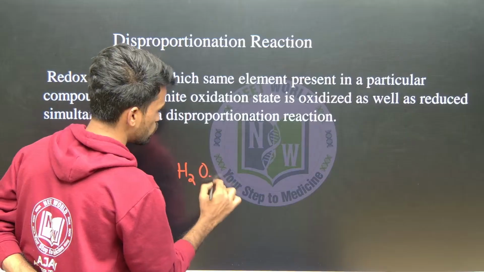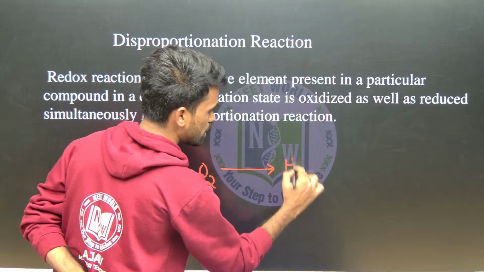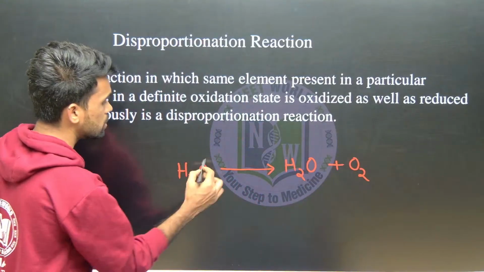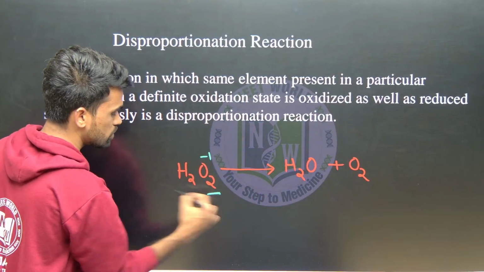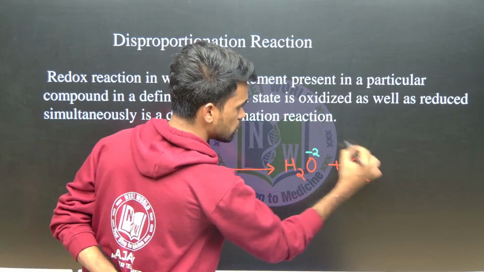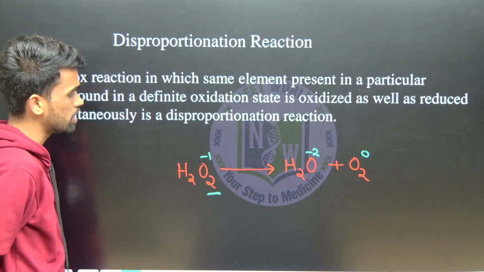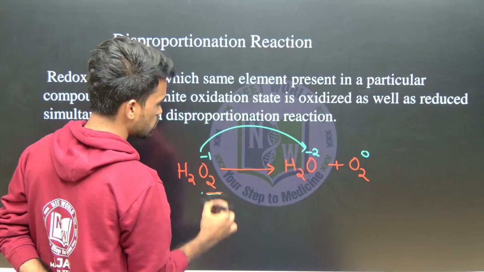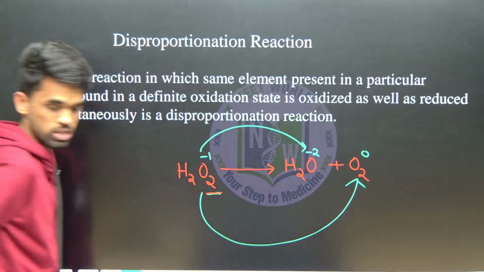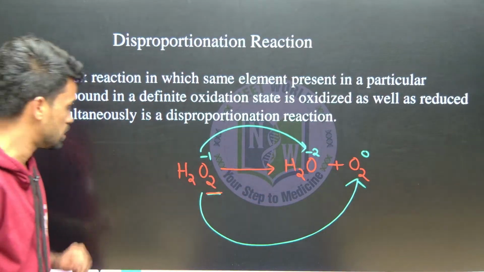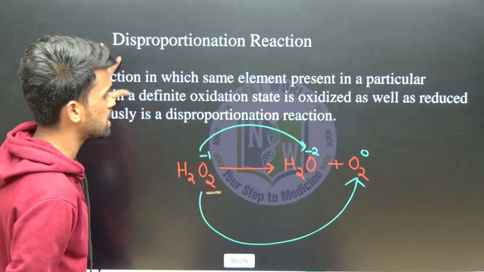H2O2. It will give you water plus oxygen. So what you are seeing here is that the -1 oxidation state of oxygen converts into -2 here and 0 here. It means the same element, oxygen, is undergoing reduction as well as oxidation. What is this reaction called? Disproportionation reaction.